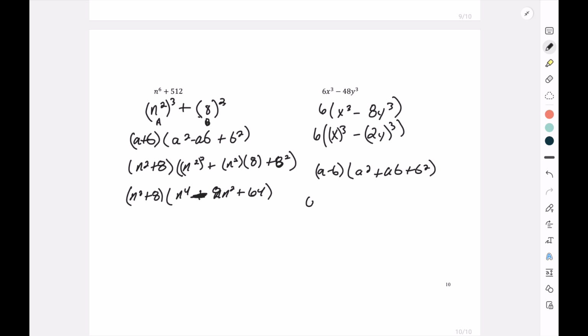Putting it in there, we have 6 in parentheses x minus 2y and x squared plus, excuse me, x times 2y plus 2y squared. And if we do all calculations, we get an answer of 6 times x minus 2y times x squared plus 2xy plus 4y squared.